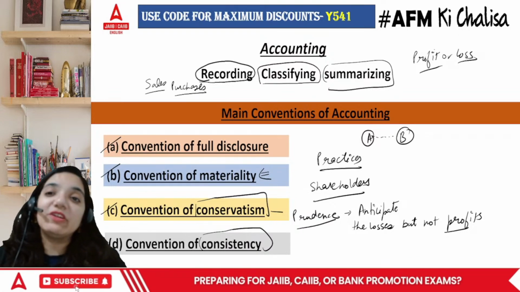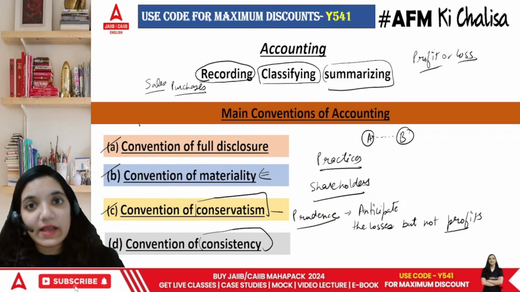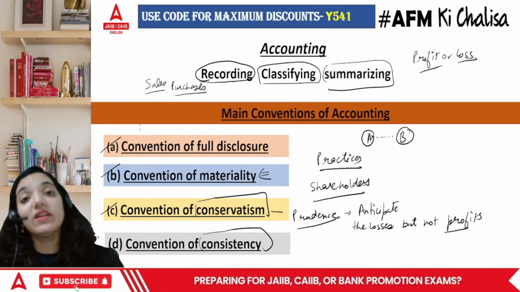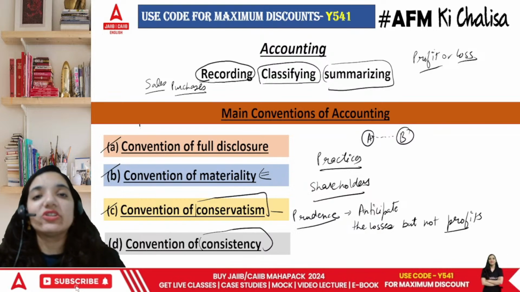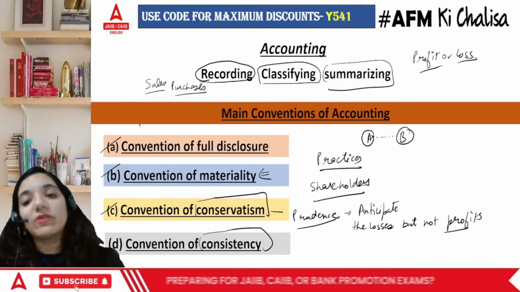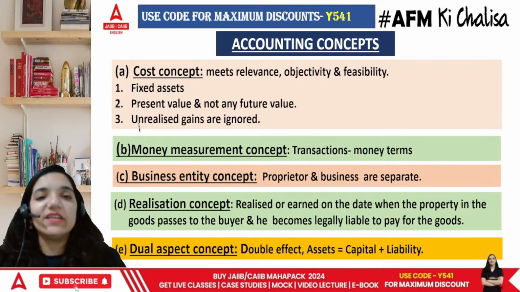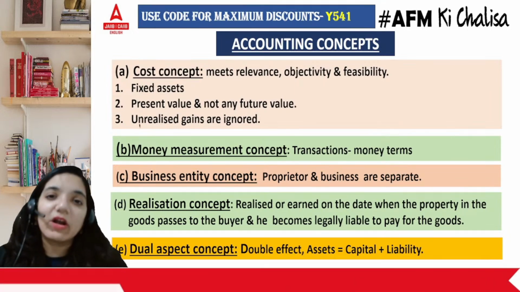There should not be frequent changes, because this will make the entire books of accounts incomparable with the previous years and even with the other organizations of that industry. These are conventions. Conventions are basically practices which are followed in the accounting field. Then comes the various accounting concepts. At least one marker question, or minimum 1 to 2 questions, are always asked from the area of accounting.